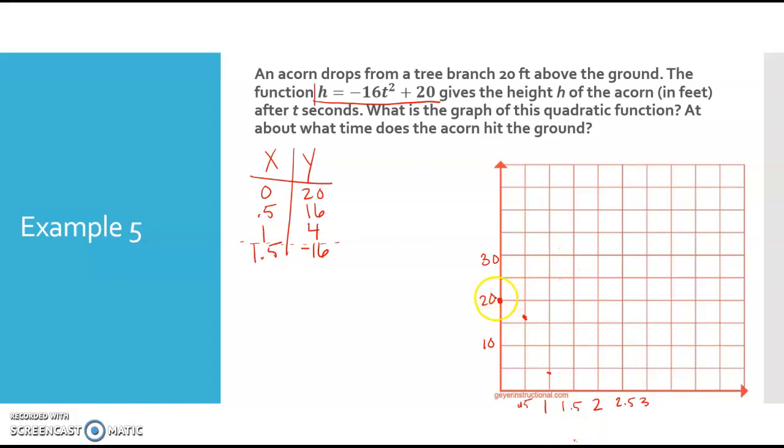So when I draw my arc, right, the best that I can, that's my parabola. And it asks, at what time does the acorn hit the ground? Well, the ground is 0. 0 is the ground. At least when it comes to the x-axis.